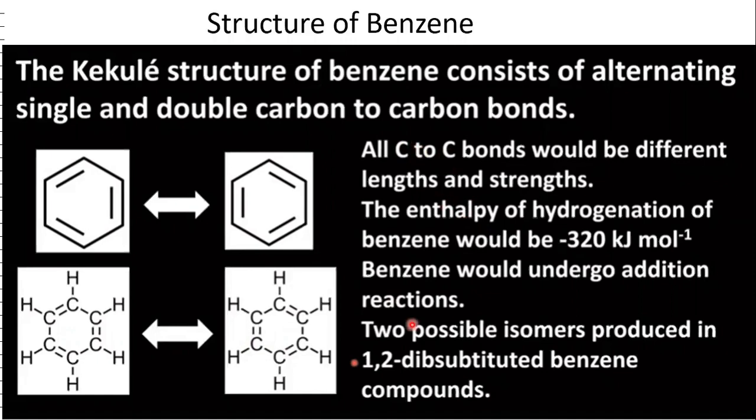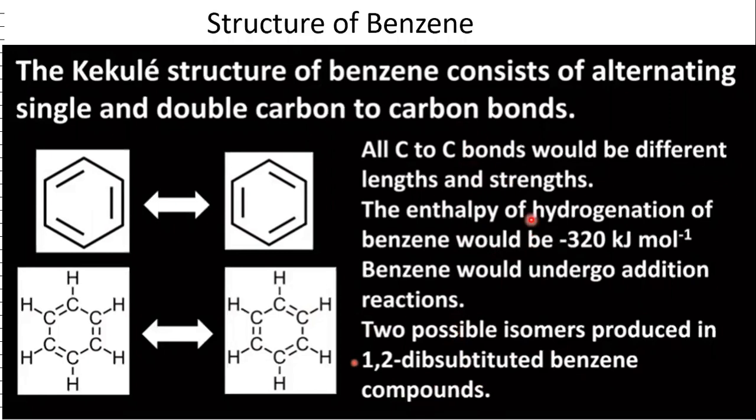Now the different characteristics of benzene that Kekulé drew: first, all carbon to carbon bonds would be of different length and strength. Second, the enthalpy of hydrogenation of benzene would be minus 320 kJ per mole. Third, benzene would undergo addition reactions. And fourth, two possible isomers would be produced in 1,2-disubstituted benzene compounds. So we will see all these four points one by one.